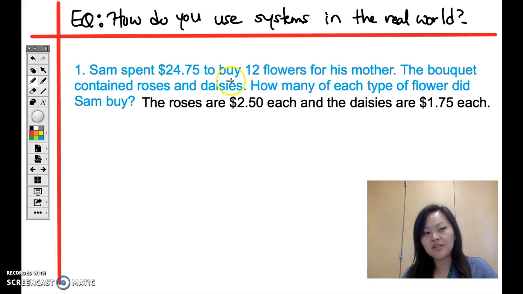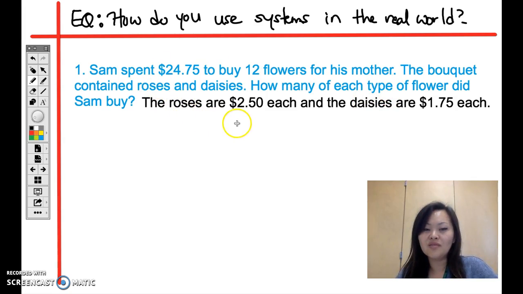Okay, so our essential question for today is how do you use systems in the real world? So here's question number one. Sam spent $24.75 to buy 12 flowers for his mom. The bouquet contained roses and daisies. How many of each type of flower did Sam buy?